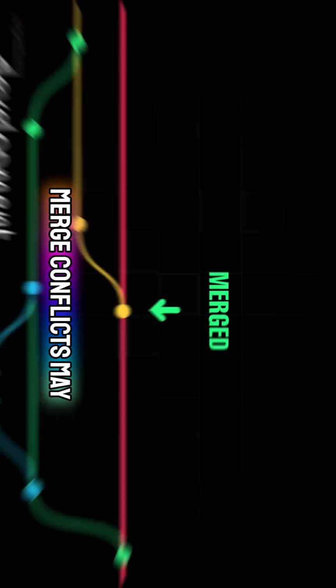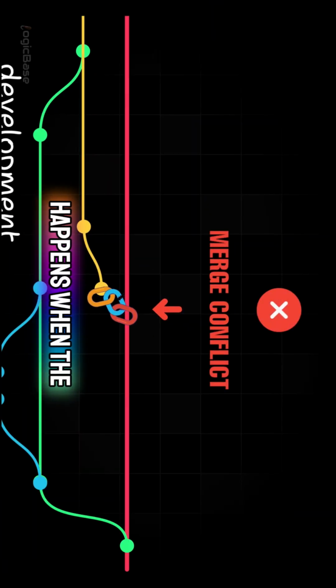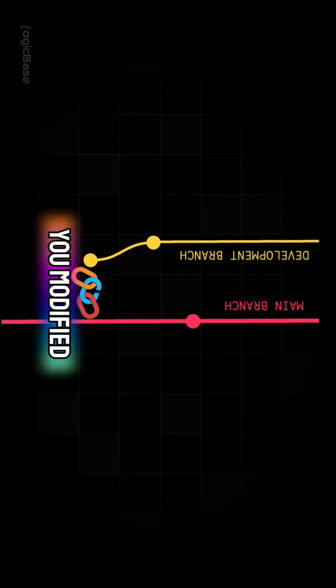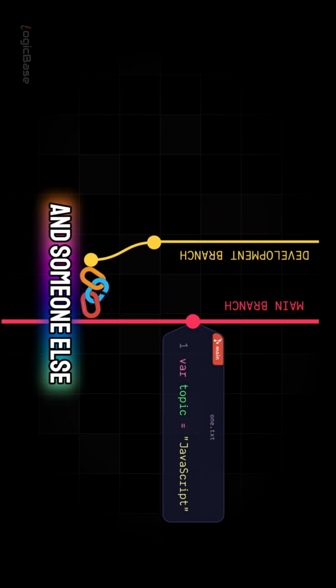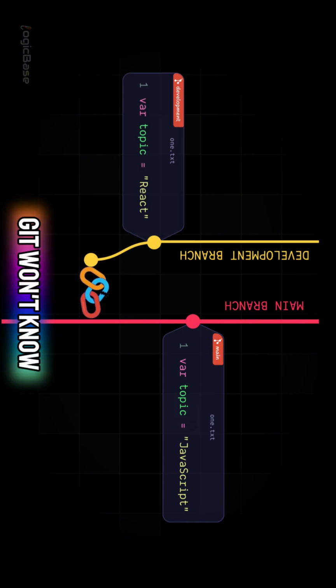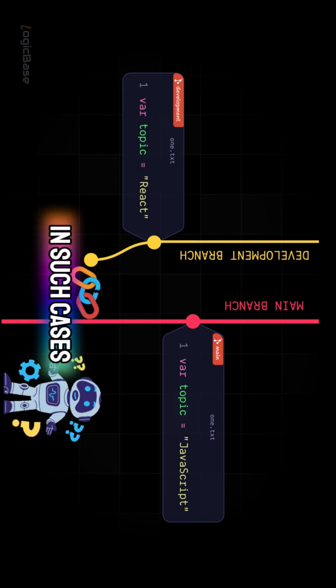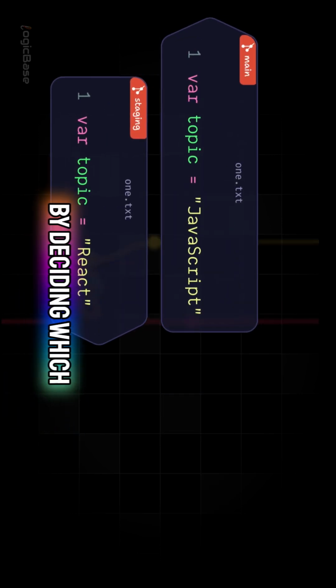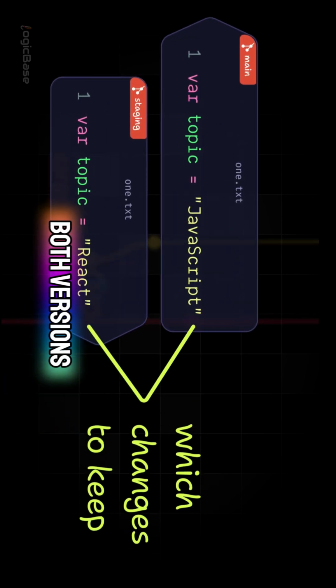Sometimes during a merge, conflicts may occur. A merge conflict happens when the same part of the same file has been changed differently in two branches. For example, if you modified 1.txt in the main branch and someone else modified the exact same section of 1.txt in the development branch, Git won't know which version to keep. In such cases, Git flags the file as having a conflict, and you will have to resolve it manually by deciding which changes to keep or by merging both versions yourself.